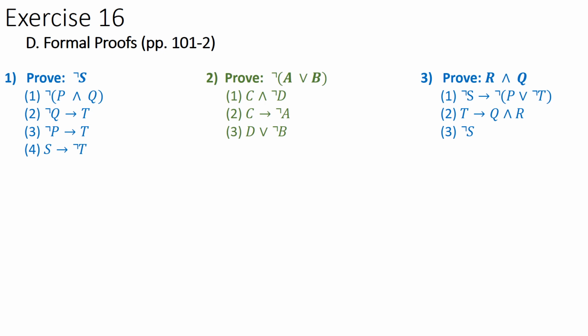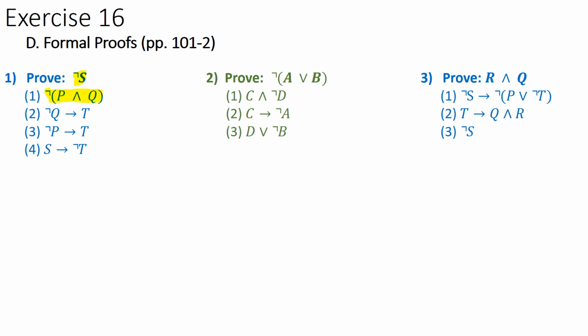And now let's turn to part D of exercise 16, pages 101 to 102. We will do all the problems here. These are formal proofs. For number 1, we want to prove that not S is the case, given 4 premises. The first thing I'd like to do is to look for something that is, so to speak, categorically stated. Now, premise 1, we're told that it is not the case that P and Q are the case.